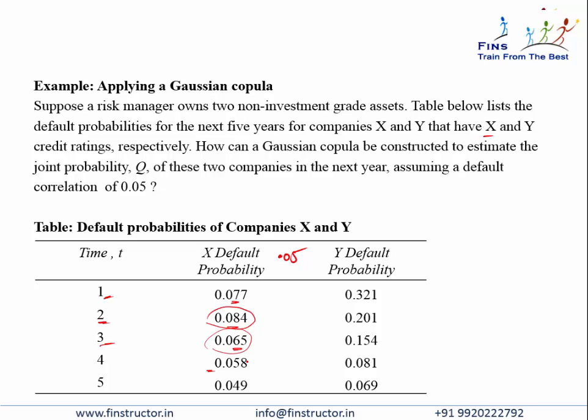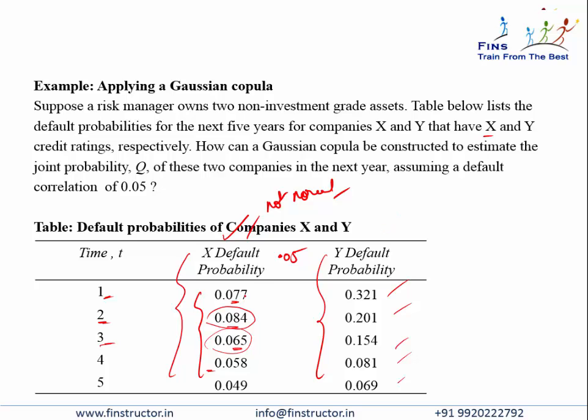There is a 6% chance he'll default in the third year. Similarly for Y, these are the default probabilities in the given years, marginal default probabilities. So this distribution per se may not be normal. So what is the first step? The first step is we'll map both X and Y into approximate standard normal distributions. How will we do it?